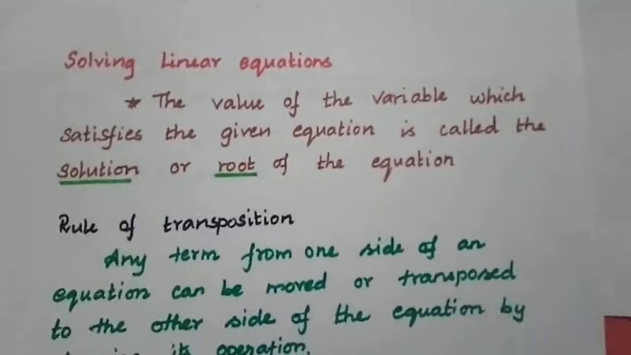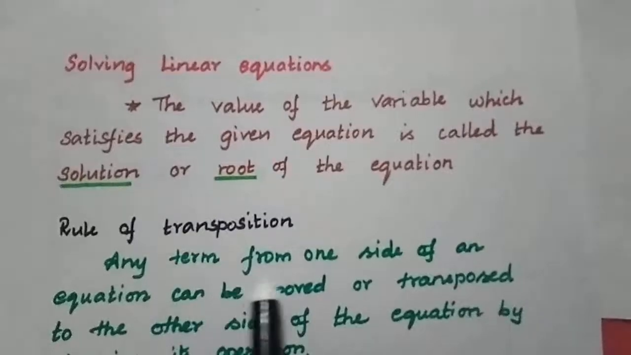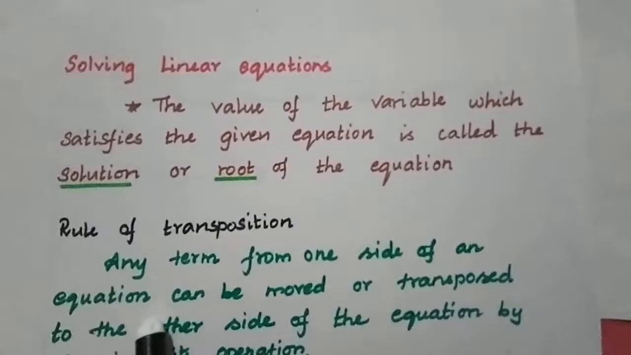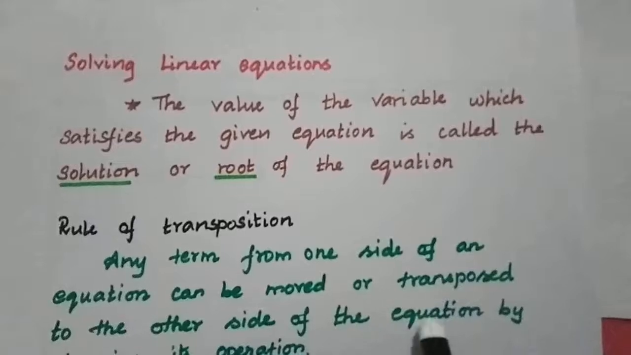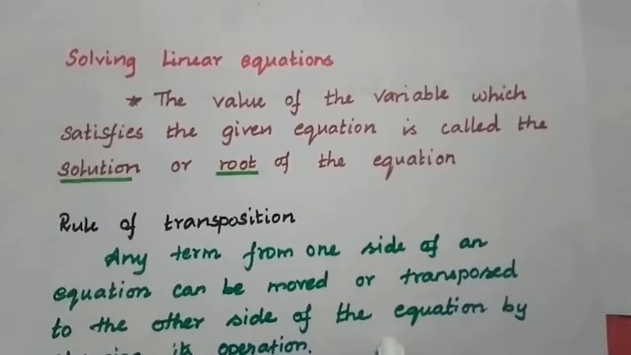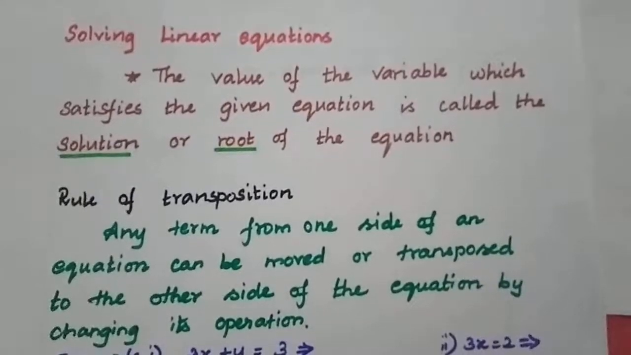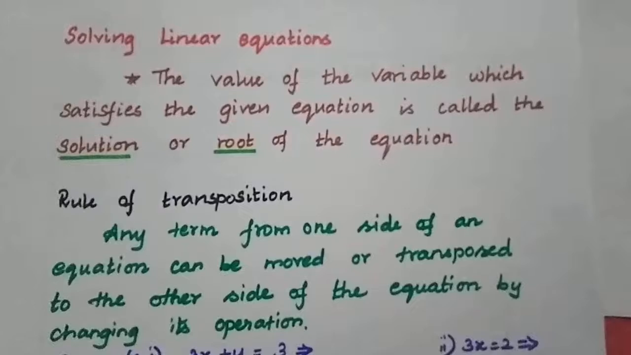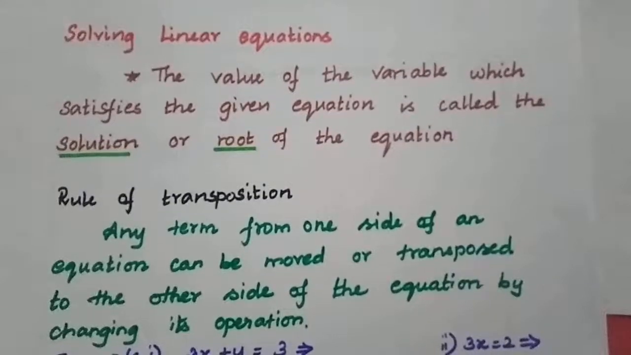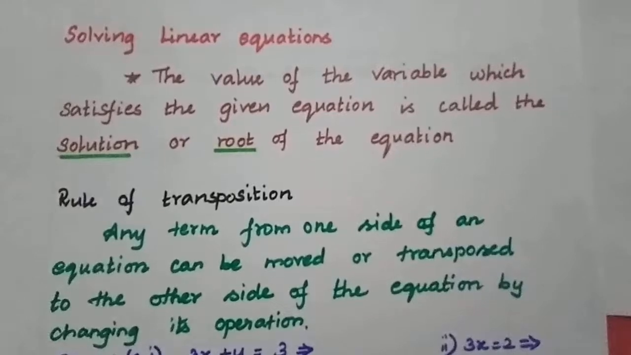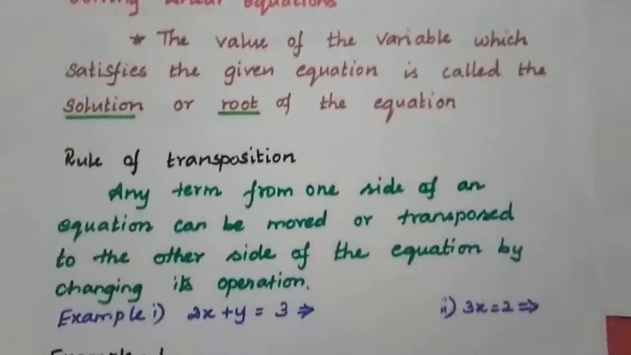Rule of transposition: any term from one side of an equation can be moved or transposed to the other side of the equation by changing its operation. That is, addition becomes subtraction and vice versa, and multiplication becomes division and vice versa. Let us see the examples.